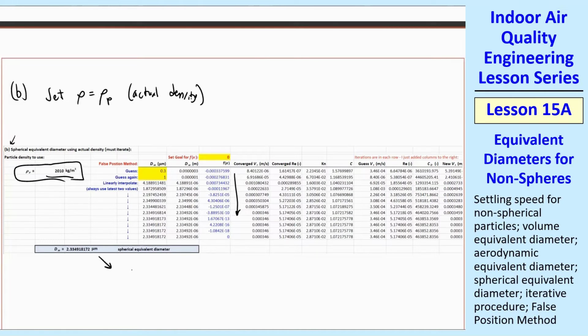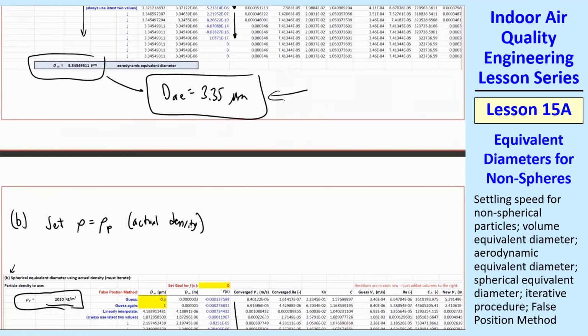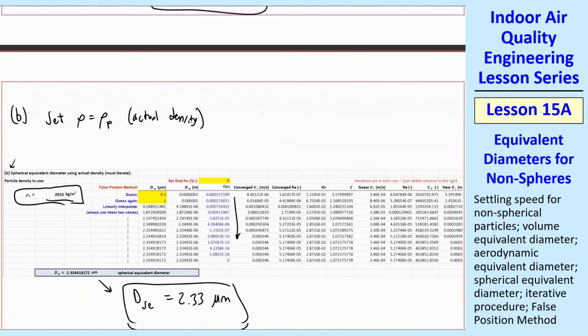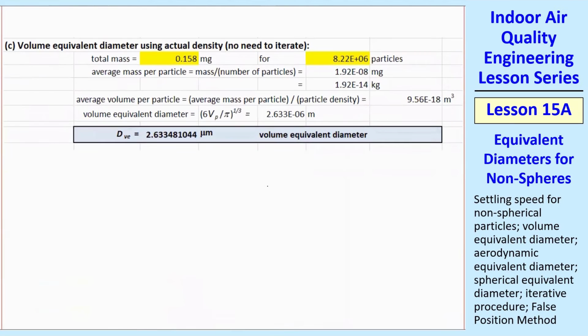My final answer, this is now called DSE, equivalent spherical diameter, 2.33 microns. Notice that's not the same as previous DAE because of the difference in density. Finally, the easiest one, this one's kind of trivial.